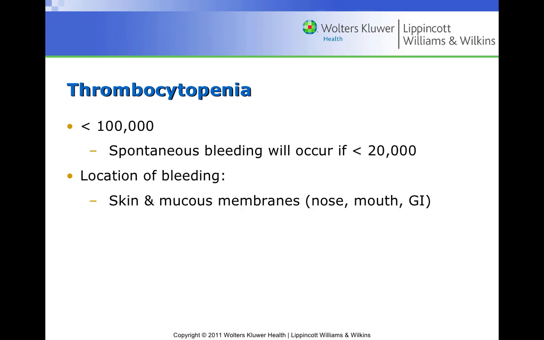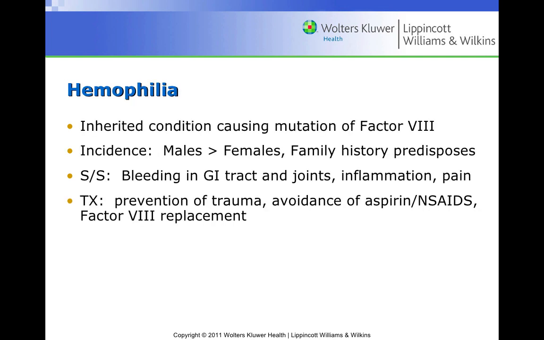Thrombocytopenia is defined as less than 100,000 platelets, and spontaneous bleeding occurs at less than 20,000. And think of our skin and mucous membranes as the first place that we see that. Hemophilia is a specialized hereditary type of inadequate clotting. That's all you need to know.